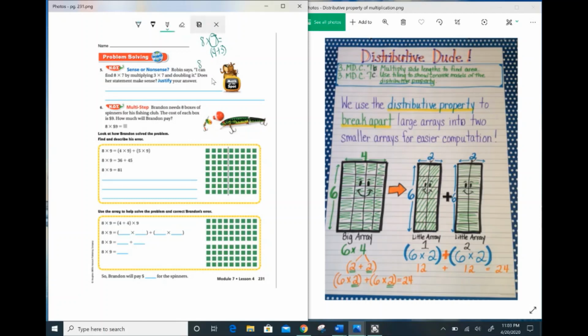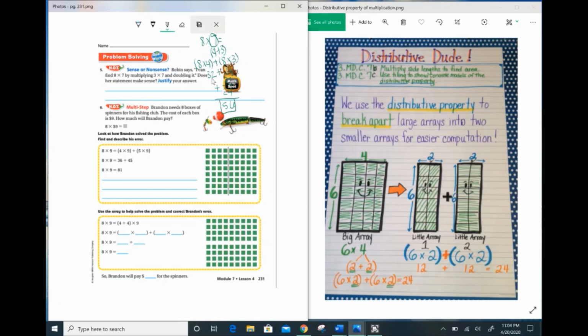So 8 times 4 plus 8 times 3. So I know 8 times 4 is equal to 32. And then 8 times 3 is equal to 24. Now I need to add 32 plus 24. 2 plus 4 equals 6. 3 plus 2 equals 5. So that one equals 56.